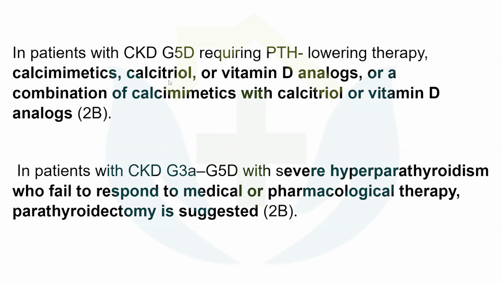Calcitriol is the active vitamin D analog. And sometimes in dialysis patients, we may have to use a combination of calcimimetic and calcitriol to maintain the parathyroid hormone levels. And in patients with severe hyperparathyroidism who fail to respond to pharmacological therapy, parathyroidectomy may be needed.